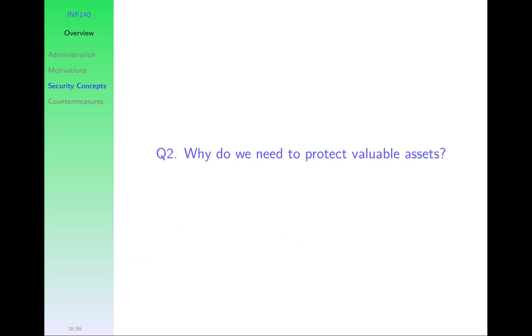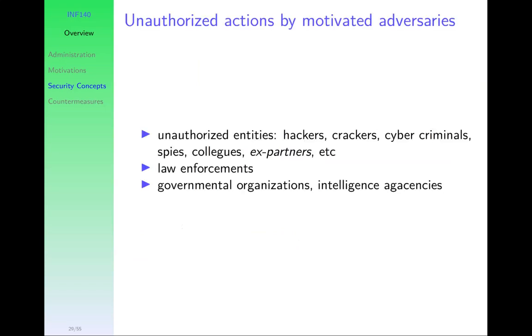Now let's move to the second question. Why do we need to protect these assets? Well, if there's no criminal, if there are no attacks, then there's no need for us to protect them. Unfortunately, there are many unauthorized actions or operations on some assets. So unauthorized entities may be hackers, crackers, or sometimes cyber criminals or spies, and sometimes even colleagues. Here, whether it's an adversary or it's normal really depends on whether the operation, the action, is authorized or not.